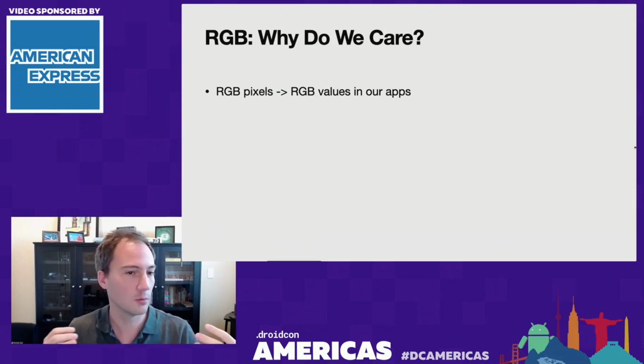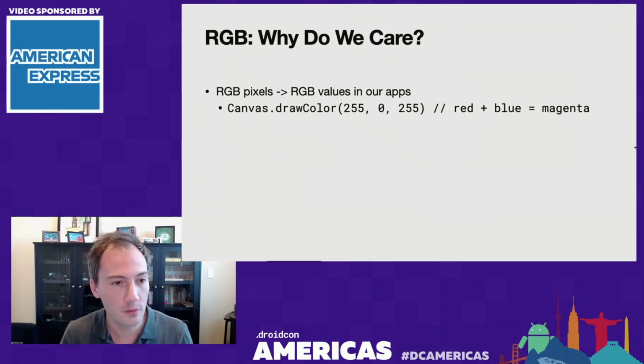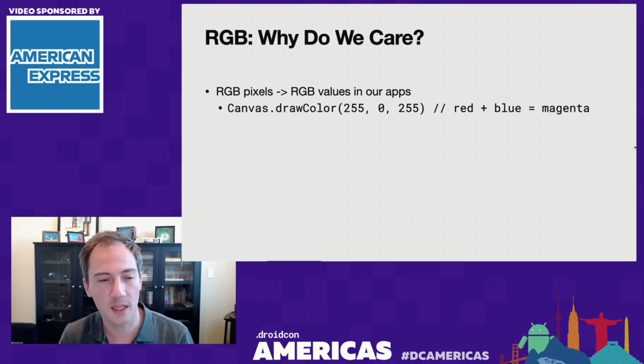A great example is that you want to paint a background in your custom view. You're going to use canvas to draw color. Here we said 255, 0, 255. And those magic values mean that we want to mix red and blue, and we're going to get magenta.